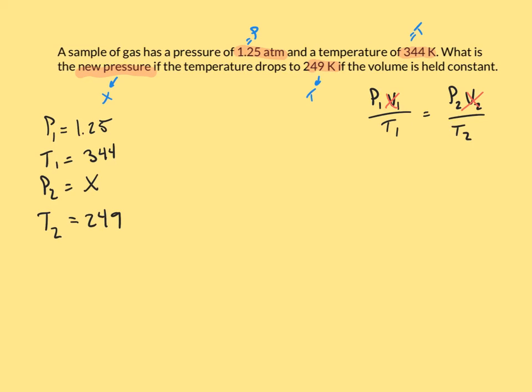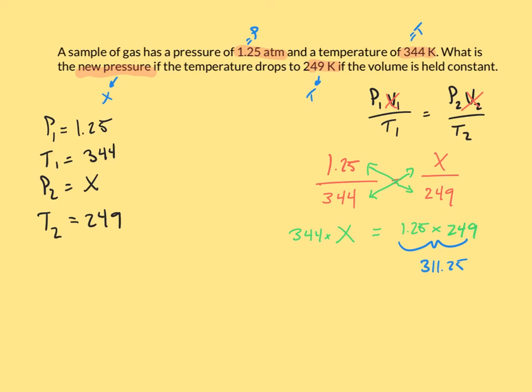Now I can cross volume out of the formula because it is being held constant. Next, I take these numbers on the left and I substitute them in for P1 and T1, P2 and T2. Now I cross multiply. I take 344 on the bottom left and multiply it by the top right, which is x. Next, I take 1.25 and multiply it by 249 and put that down on the right. Next, I multiply my two numbers together. 1.25 times 249 equals 311.25.